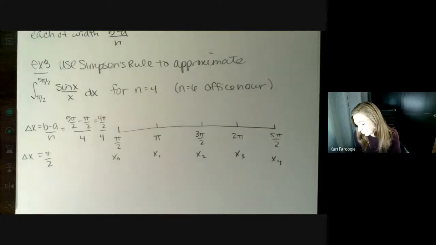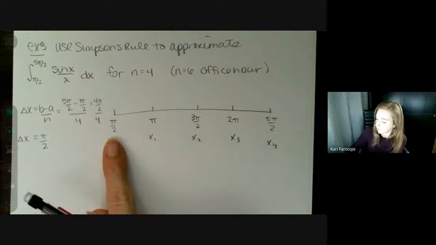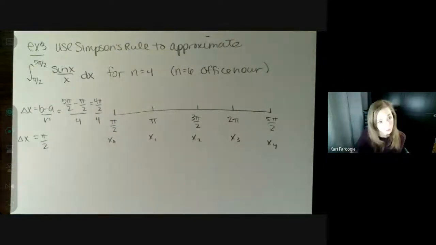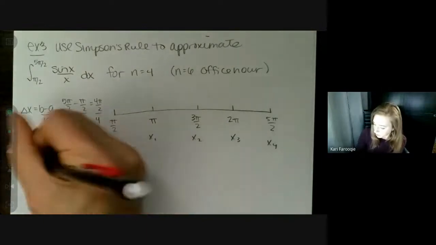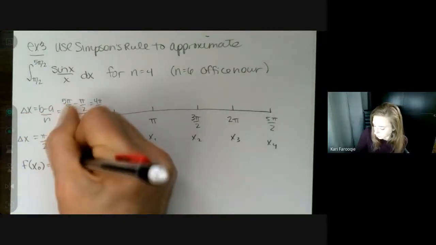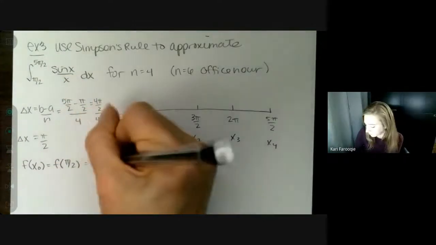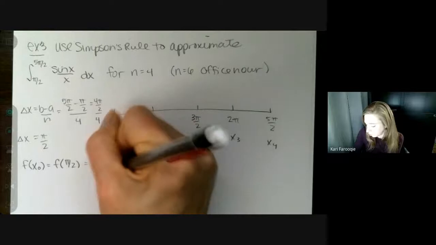Actually, you can for these get nice function values. Never mind. I will find the function values separately. I was thinking that these were going to be weird values for which you would not be able to evaluate sine x over x, but these are really nice angles here. All right, so let's first find f of x sub naught, which is f of pi over 2. So we're doing this times sine x over x. Sine pi over 2 over pi over 2.